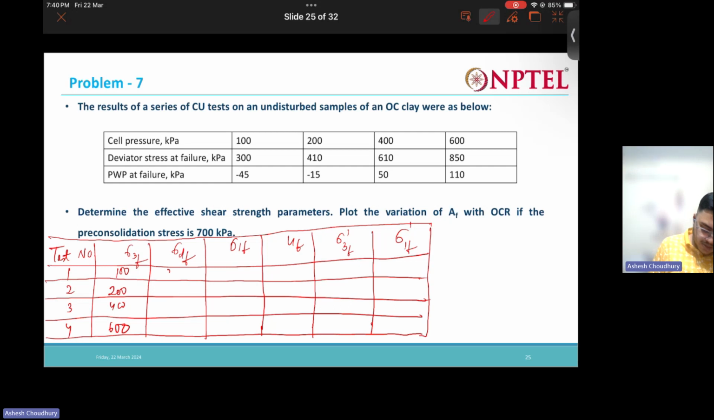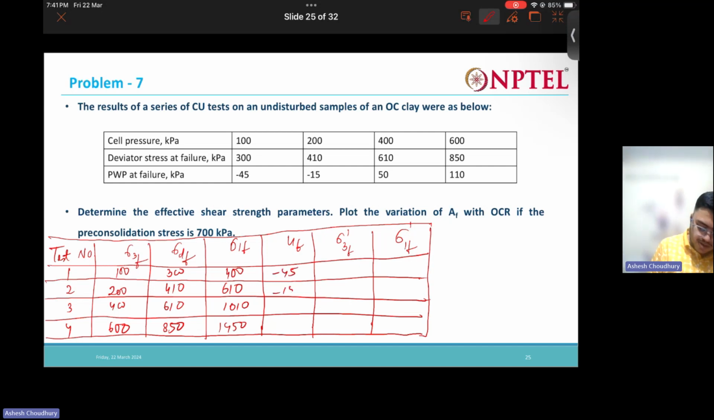Deviator stress at failure 300, 410, 850. Sigma 1F is what? Sigma 3F plus sigma DF. So just add those: 610, 1010, and 1450. Okay. Pore water pressure 45.